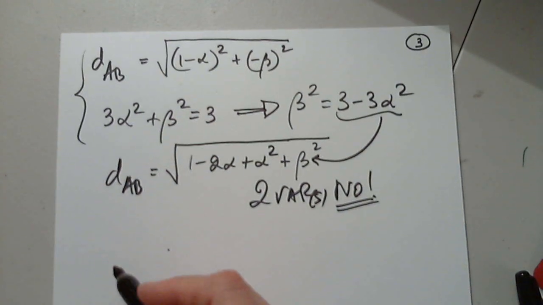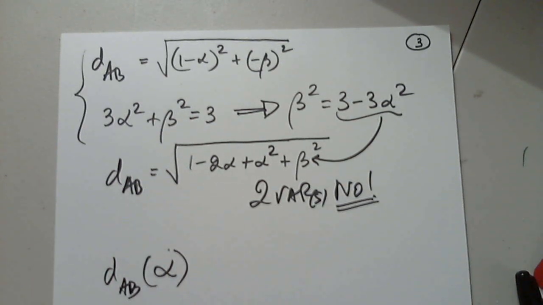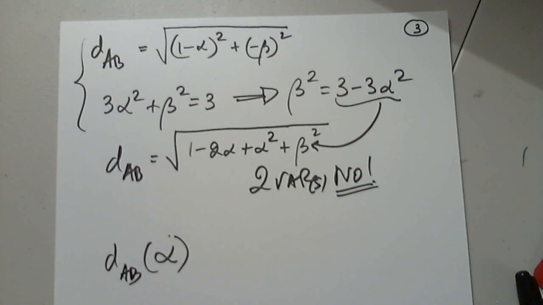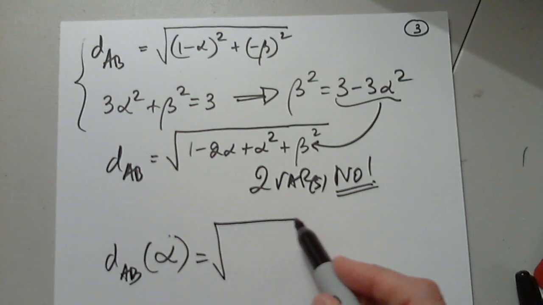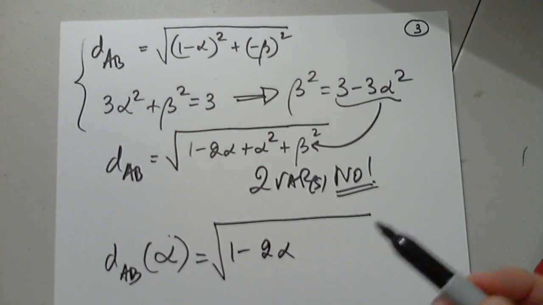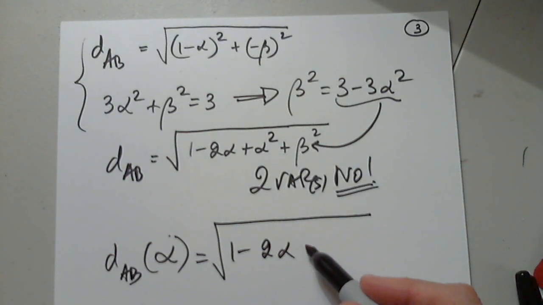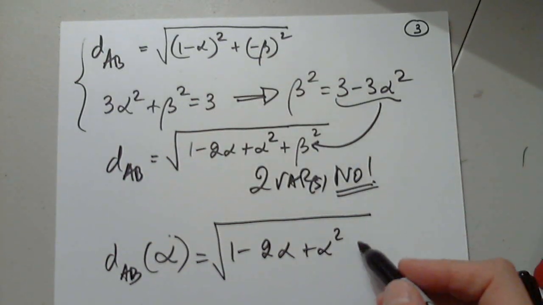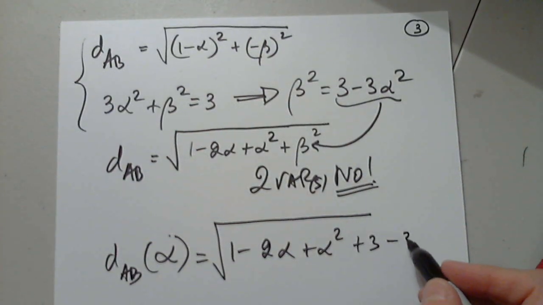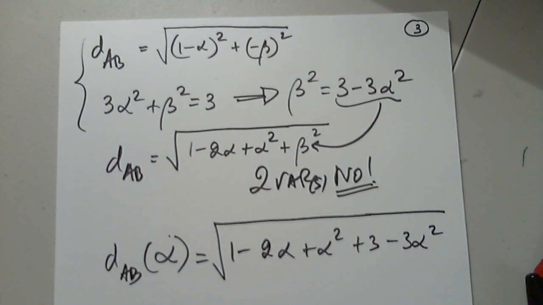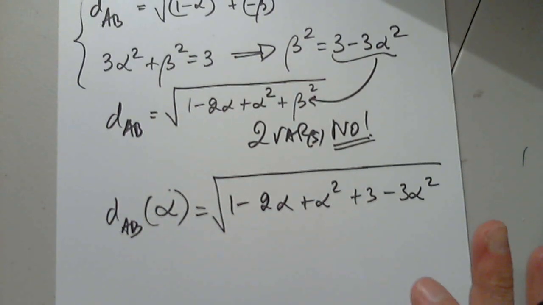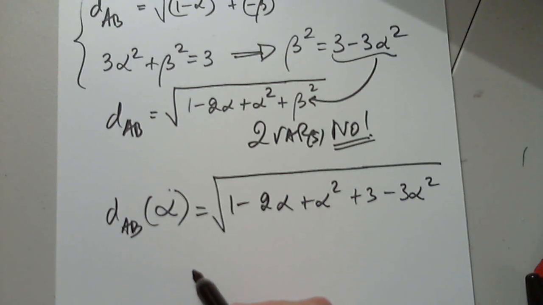And now the function is a function of one variable. And that's all I need. 1 minus 2 alpha plus alpha squared plus 3 minus 3 alpha squared. I'm not jumping up and down. I still have to simplify it a little bit.